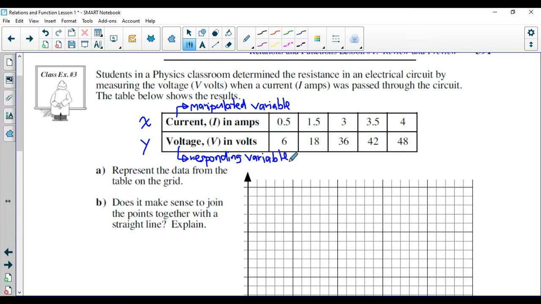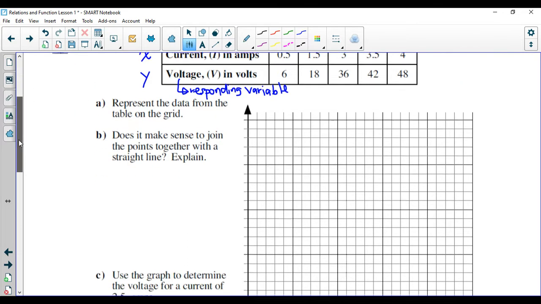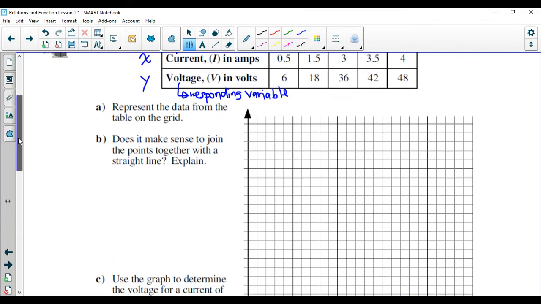And the reason it's called a responding variable is because it depends on what you're doing with the manipulated variable. So if you start adjusting the current, then the voltage across the resistor begins to change. So it responds as a result of those intentional changes with your changing current. Okay, so let's plot this on the graph.